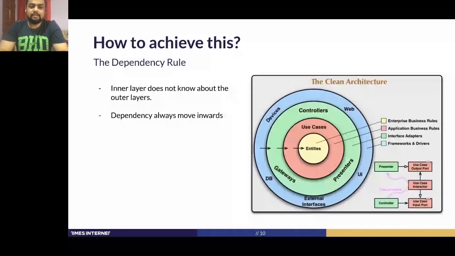So the dependency rule suggests all the inner layers should not know anything about the outside layer. If you see the arrows inside, it's going from outside to in. So dependency always moves inwards. Now, this is basically a kind of abstraction.